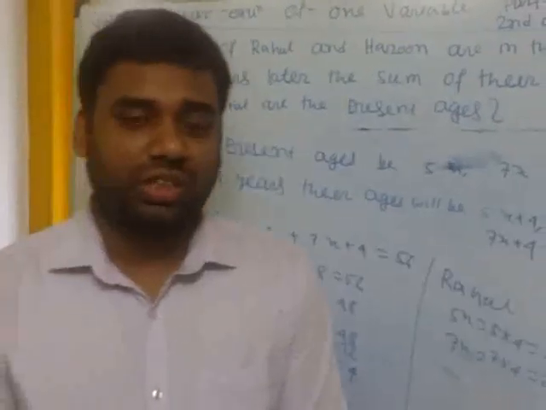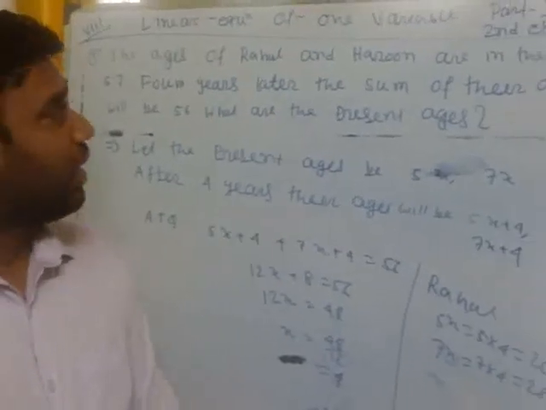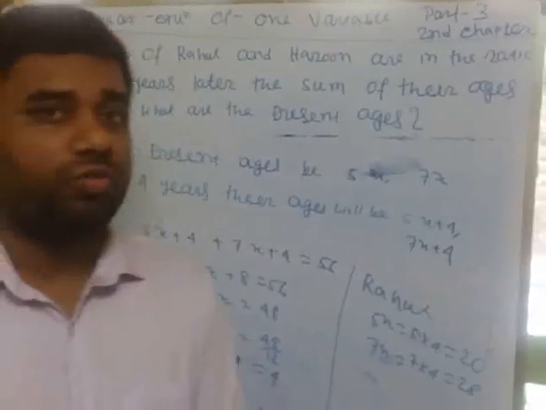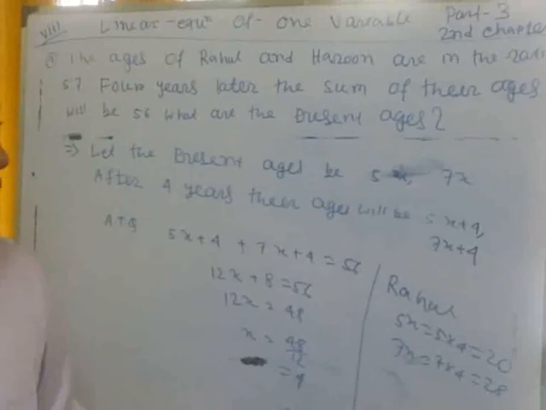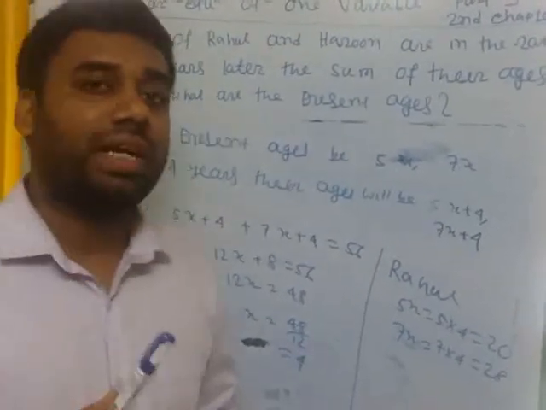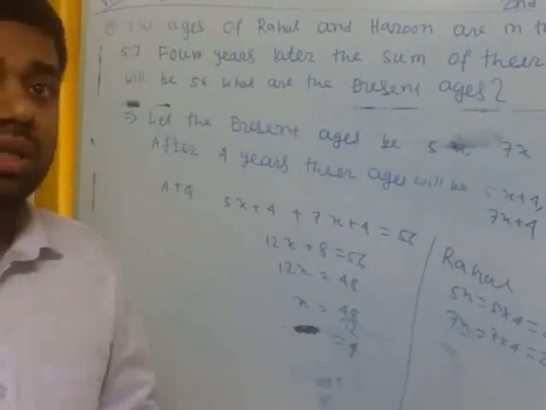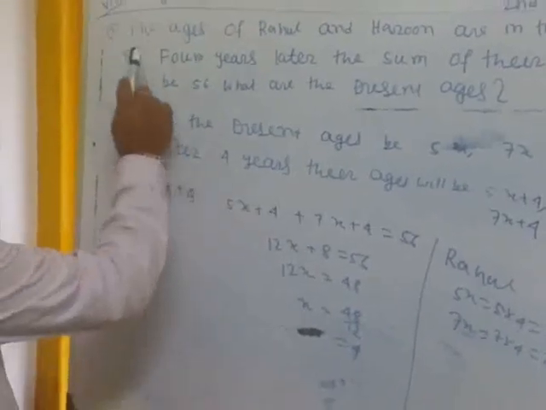Prodhikari, your maths teacher. In this class, this is the third video of this chapter. The chapter name is linear equation of one variable. In the previous class, I have solved up to sum number 7. Sum number 8 is for your homework, and today I am going to start from sum number 9.